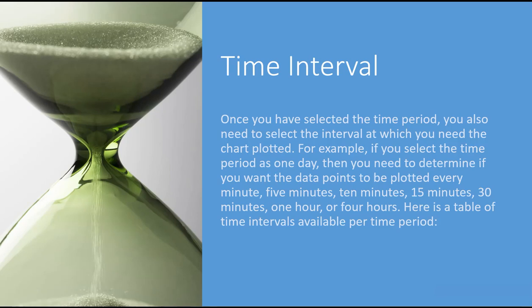Now, once you've selected the time period, you also need to select the interval at which you need the chart plotted. For example, if you selected the time period as 1 day, then you need to determine if you want the data points to be plotted every minute, 5 minutes, 10 minutes, 15 minutes or so.